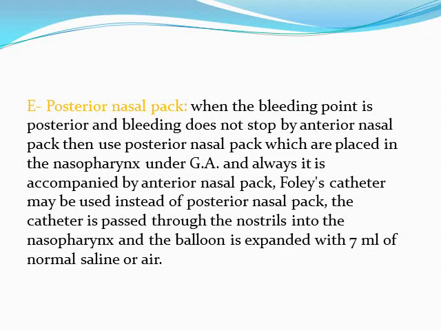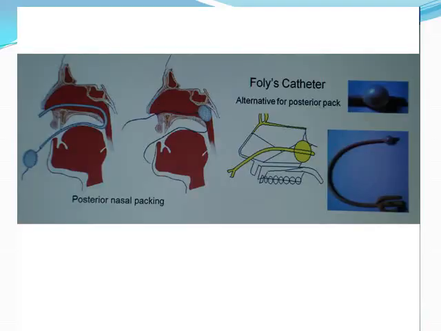Foley's catheter may be used instead of posterior nasal pack. The catheter is passed through the nostrils to the nasopharynx, and then the balloon is expanded with 7 ml of normal saline or air to cause pressure on the posterior part of the nasal cavity, and then we also do anterior nasal packing.